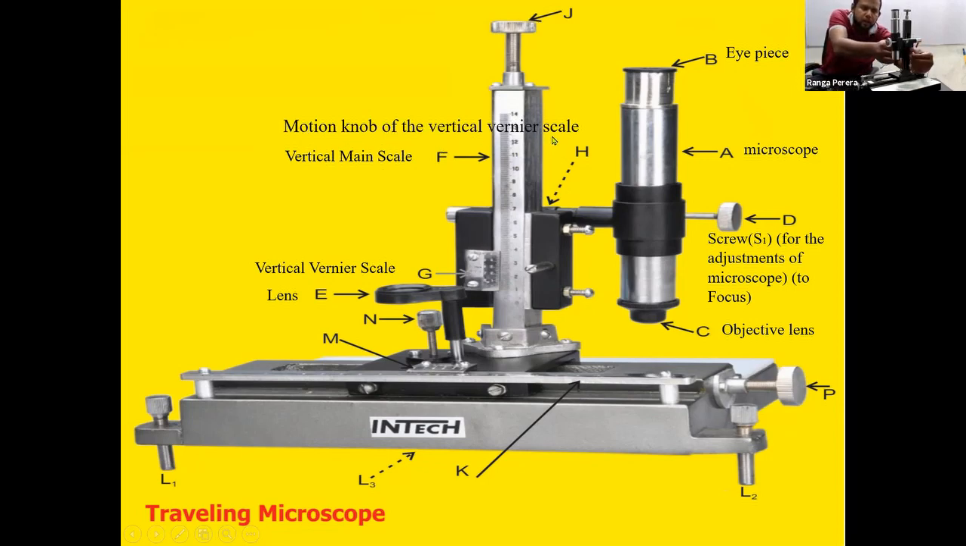So when I loosen it, I can move that. It is a screw. You can't see it; it is behind my figure. Right. The motion knob of the vertical vernier scale. You have written that. J, what is that? Slow motion knob of the vertical vernier scale.